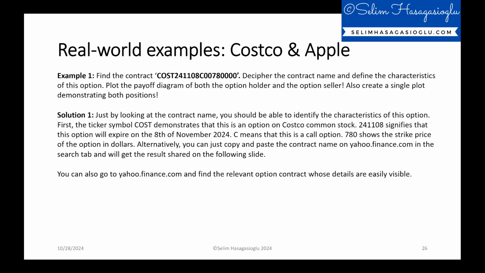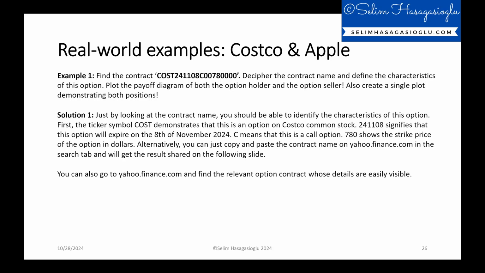Just by looking at the contract name, you should be able to identify the characteristics of this option. First, the ticker symbol COST demonstrates that this is an option on Costco common stock. And this 241108 signifies that this option will expire on the 8th of November 2024. C means that this is a call option. 780 here shows the strike price of the option in dollars.